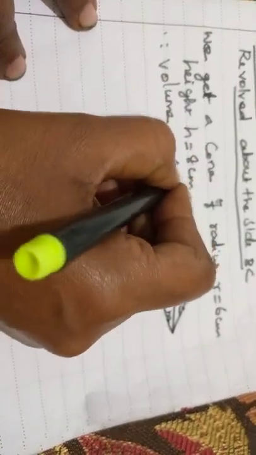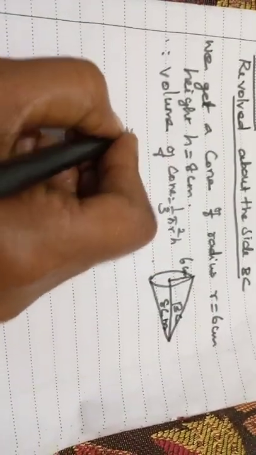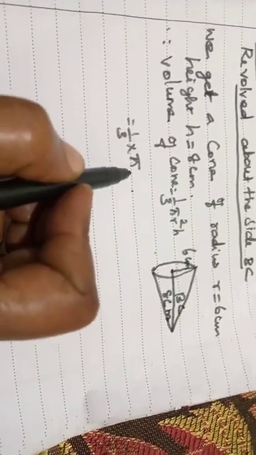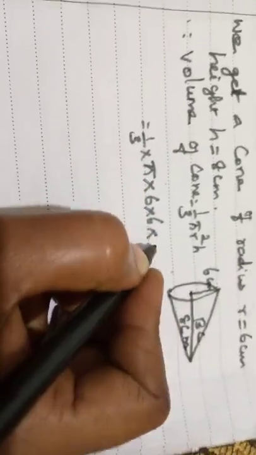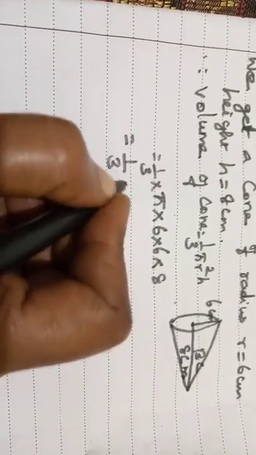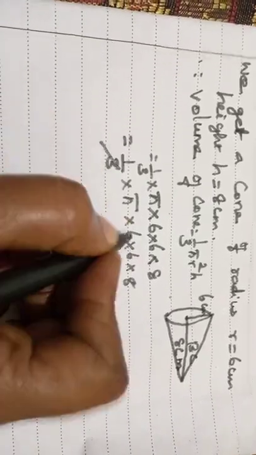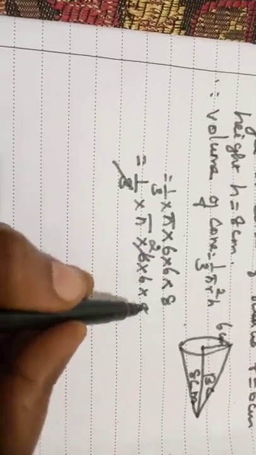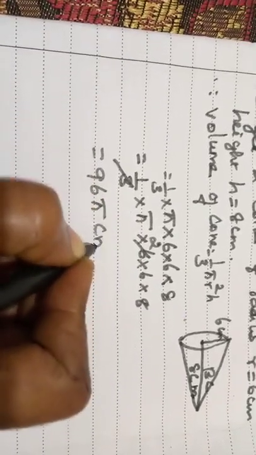Volume of cone is 1 by 3 pi r square h, which is equal to 1 by 3 into pi. Since comparison is there, pi can be written as it is. r value is 6 into 6, r square, and height is 8. So 1 by 3 into pi into 6 into 6 into 8. Let us divide by 3, we get 2. 2, 3s are 6. Remaining multiply: 2, 6s are 12. 12 into 8 is 96. So it is equal to 96 pi centimeter cube.